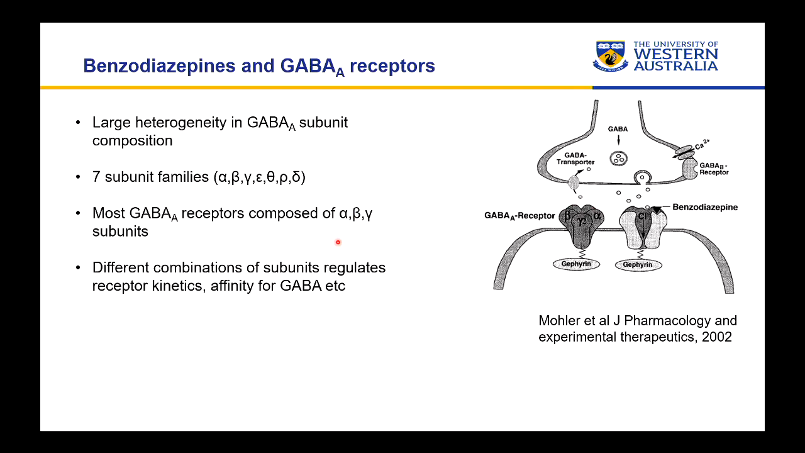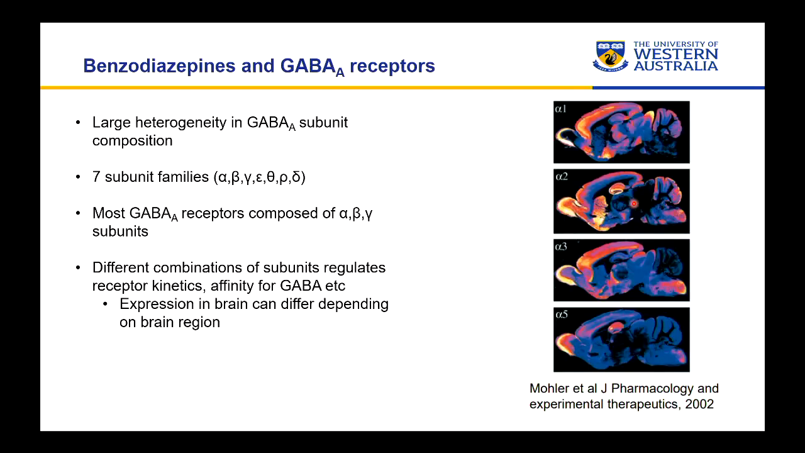Most GABA A receptors are composed of these subunits here, as you can see in this diagram, and again, this changes the receptor kinetics. And the expression of these GABA receptor subunits can actually differ depending on the brain region. So again, this is showing you a rat brain, and wherever you see more heat or more red, it means that there's more of that specific receptor subunit in that brain region.